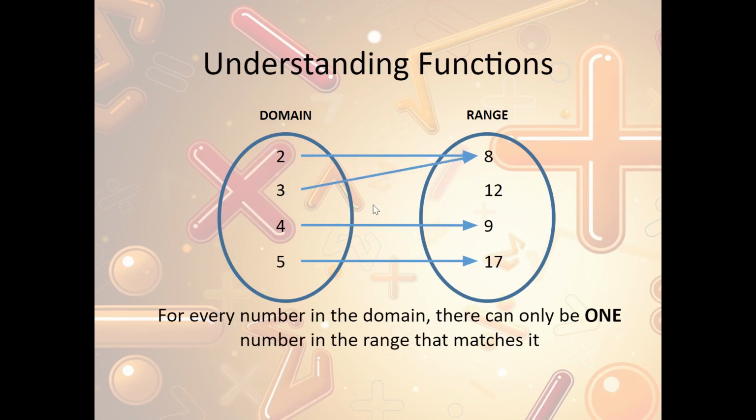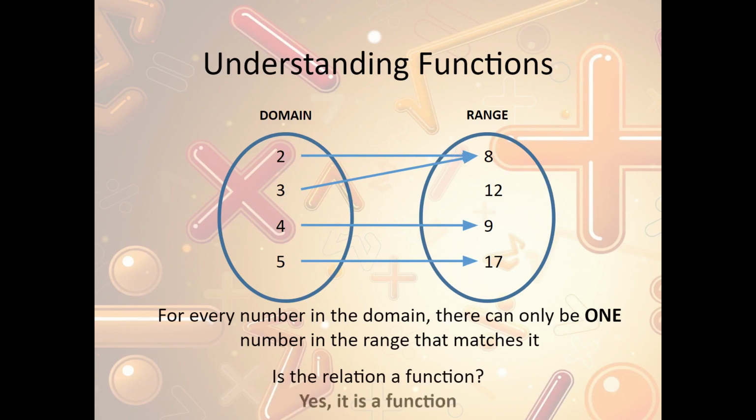Okay, let's look at another example. So this one says for every number in the domain, there can only be one number in the range. And is this one a function? Well, we have 2, 3, 4, and 5, and 2 is mapped to 8, and 3 is mapped to 8. So there's two numbers going to 8. The question is, is that okay?